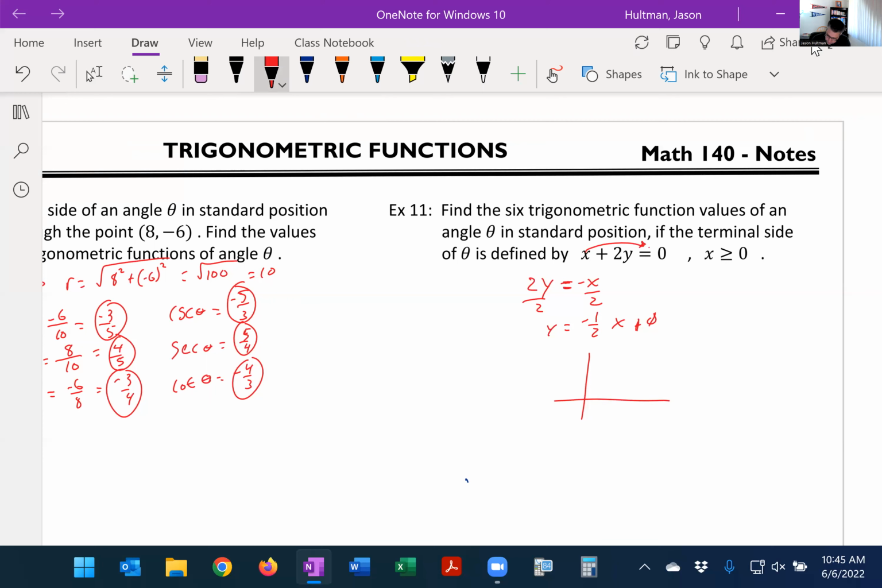We want to find, okay, this is -1/2 x. So if I start at 0, 0, slope is y over x. It's the change in y over the change in x, and that slope is very, very synonymous to tangent. So the change in y over the change in x is -1 over 2.